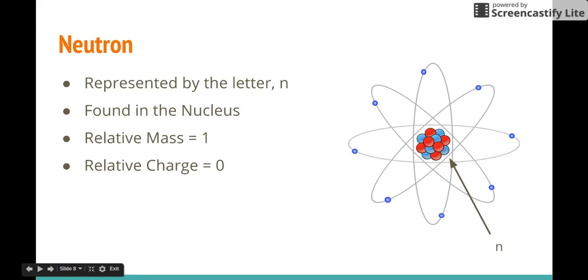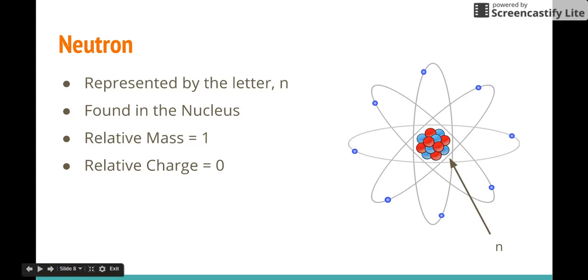And then our neutron, our little blue one here in the middle in the nucleus, is an N. So if you see a little N written anywhere, think neutron. Like I said, that's found in the nucleus right next to your protons. And this also has a relative mass of one. So just think about that. In the nucleus, both the protons and the neutrons have the same relative mass.